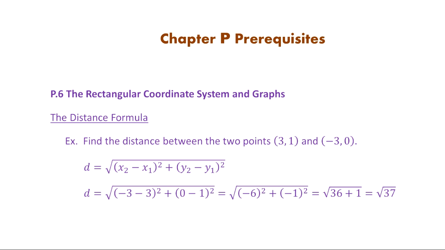Okay. So you can just plug in the numbers. So you get (-3 minus 3) squared plus (0 minus 1) squared. Okay. So -3 minus 3 is -6, and 0 minus 1 is -1. So you take the squares of those, and they become both positive. So -6 squared gives 36, and -1 squared gives 1. So 36 plus 1 is 37, and then you take the root. So that's the distance between the 2 points.